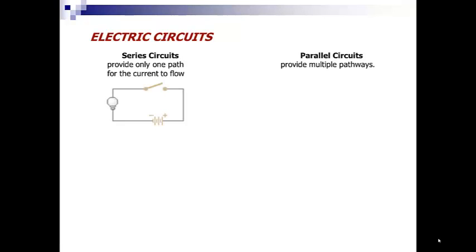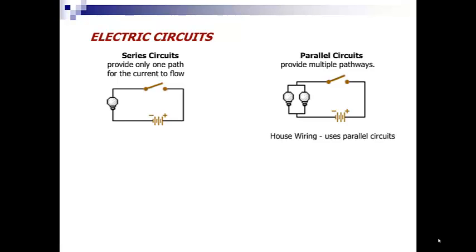There are 2 types of circuits. One is a series circuit and the other is a parallel circuit. Series circuits only provide one path for the current to flow, whereas parallel circuits provide multiple pathways. House wiring uses parallel circuits.